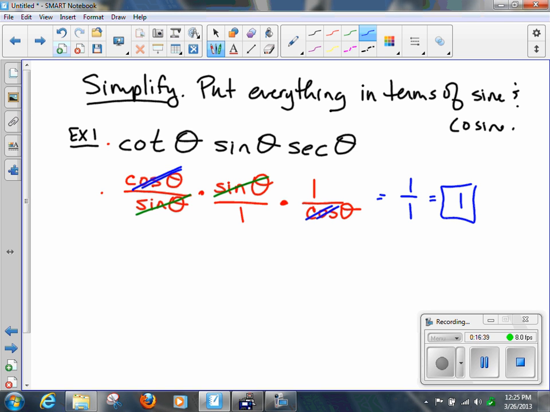Say what? So you're telling me that cotangent theta times sine theta times secant theta is equal to 1. That's it. Is that facile or difficile? That's facile. That's muy facile, see? Don't overthink this. So easy. Here's another one. Does everybody see what I did? Yeah? Here's another one.